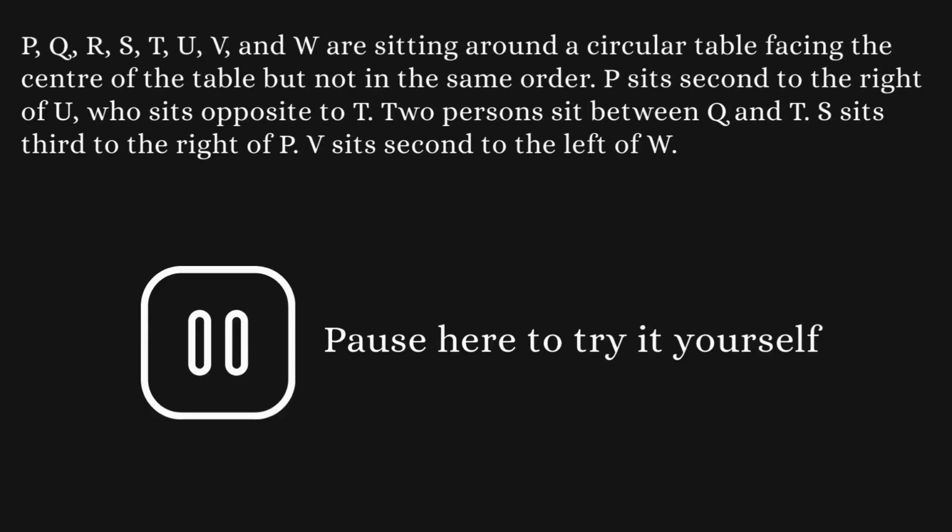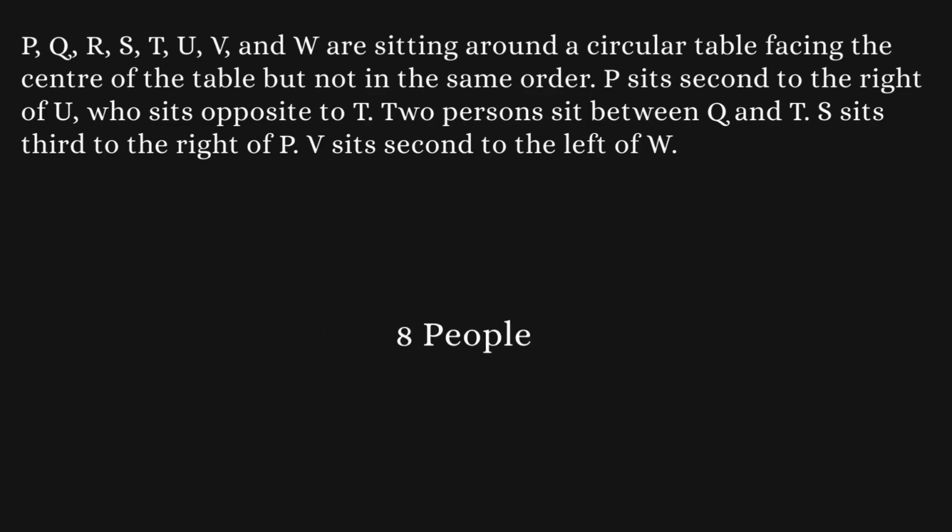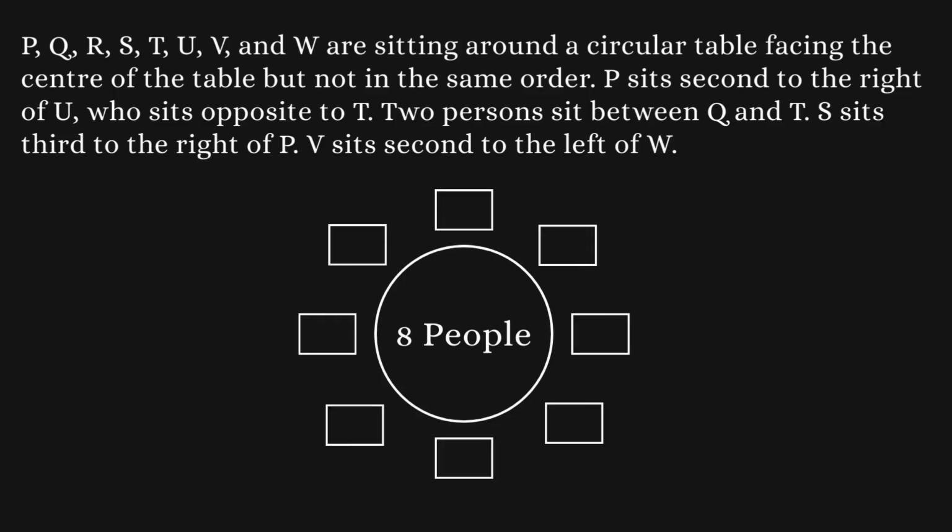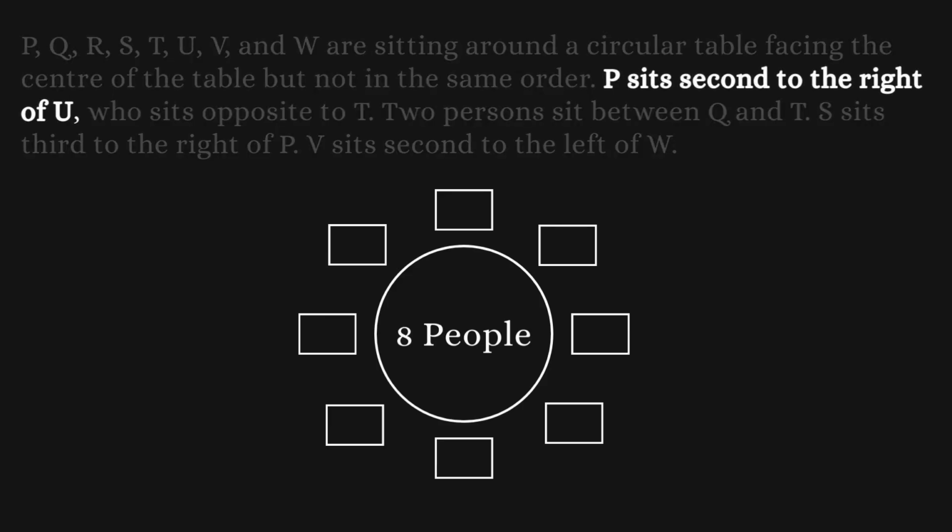First, let's note that there are 8 people. So, we'll draw the positions roughly. Now, we have P sits second to the right of U. Let's assume this is U's position. Since he is facing towards the center, this side will be the right of U. This will be the first right and this position is the second to the right of U where P will be sitting.